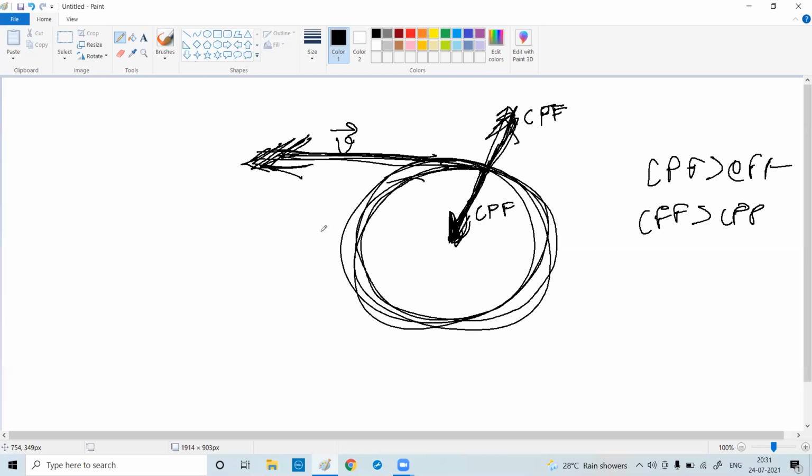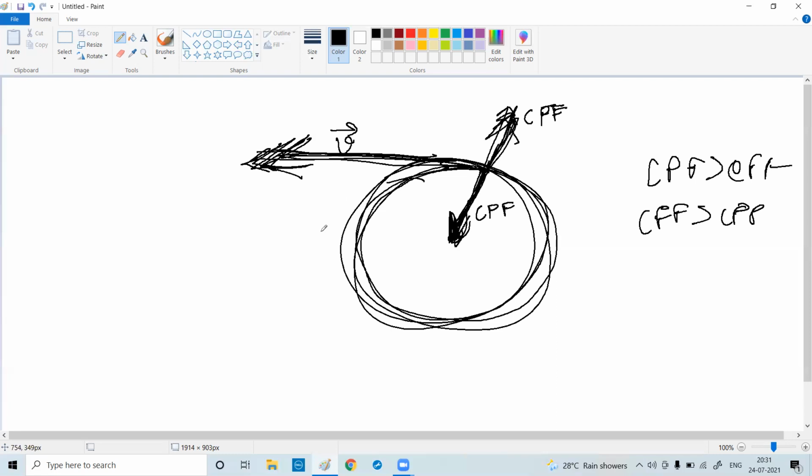Is it clear? Harsh, clear? Yes, sir. Yes, I understood. So both the forces are exactly opposite to each other, with the same magnitude.